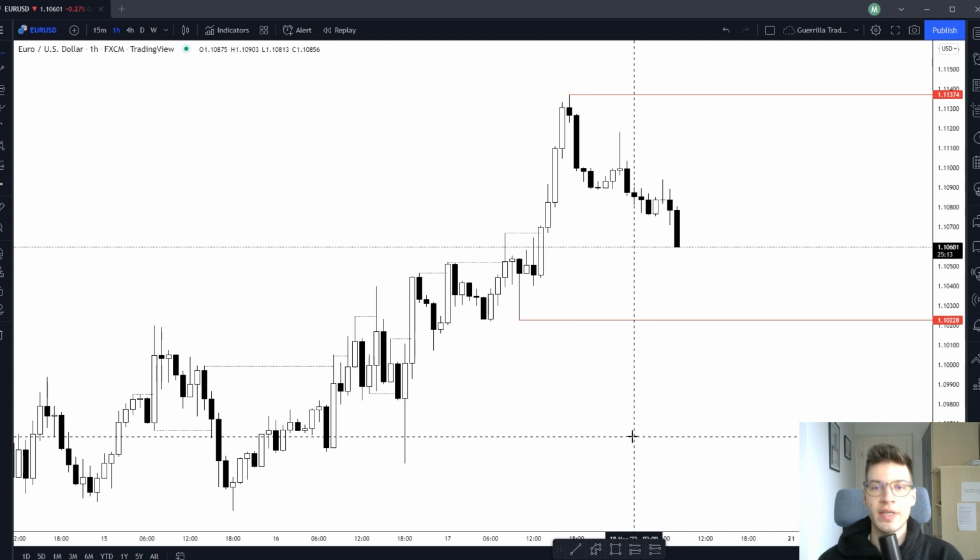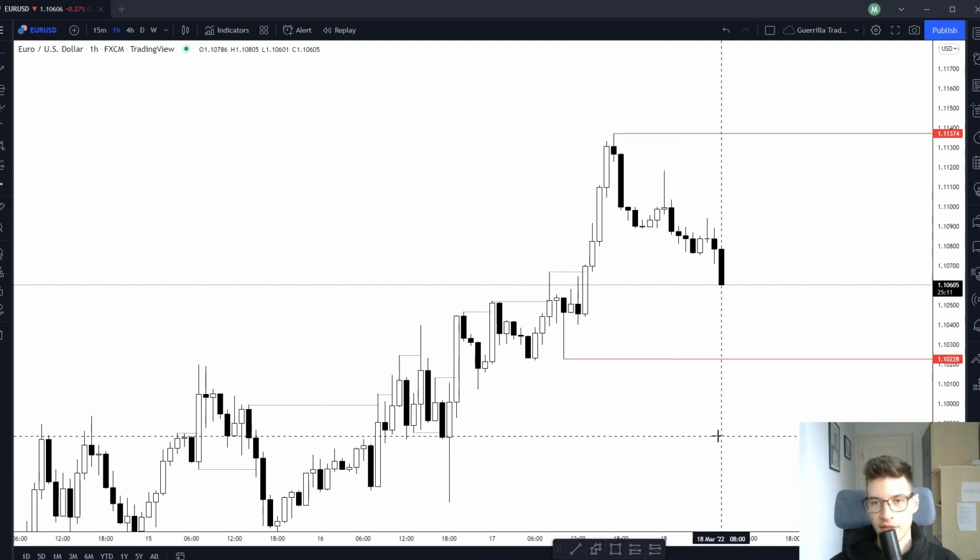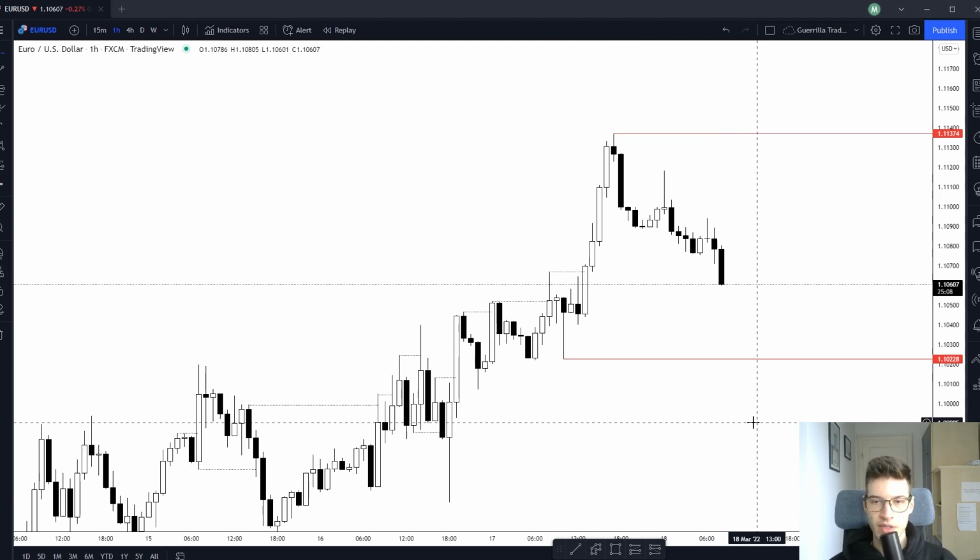Hello guys, so this is the forecast for Friday. So let's get right into it. This is the euro and the US dollar.